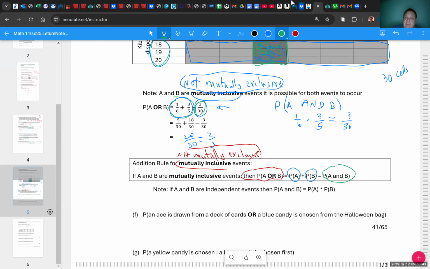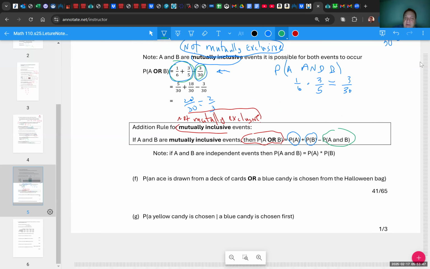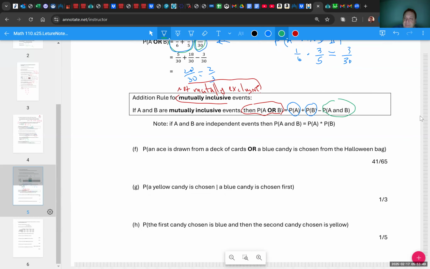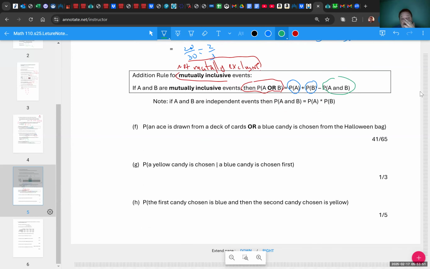All right, so let's do a couple more examples here to get a handle on this. So you get a probability that an ace is drawn from a deck of cards. So we saw that before. That is 4 out of 52. There's 4 aces out of 52 cards. A blue candy is chosen, so that's our 6 out of 10. Right? So we want the probability that one or the other happens.